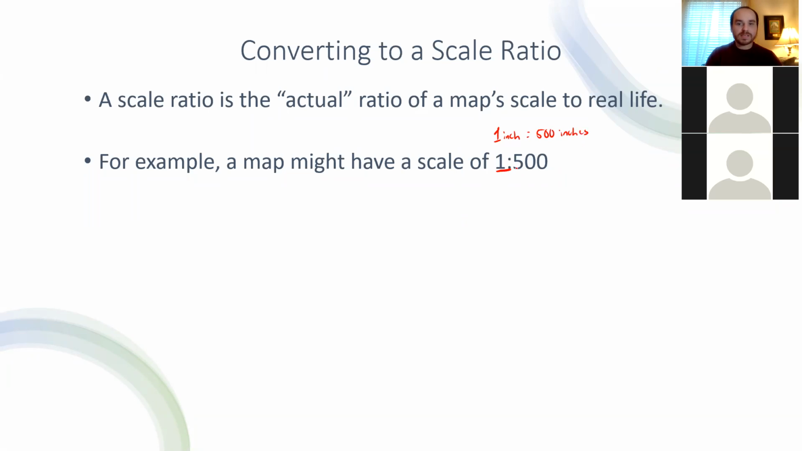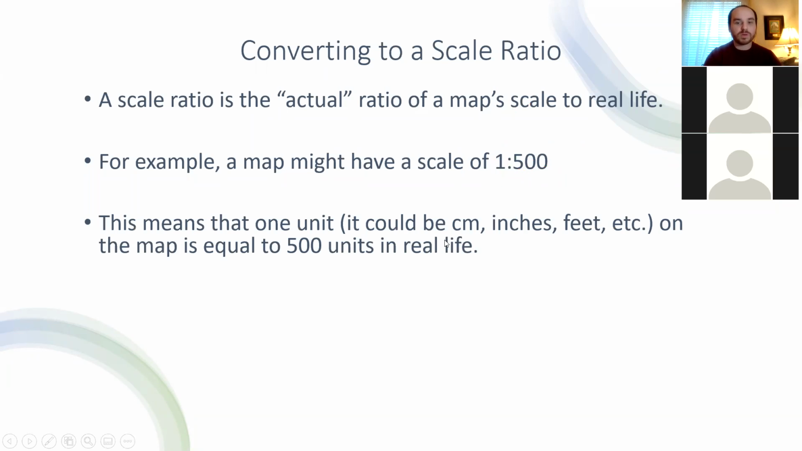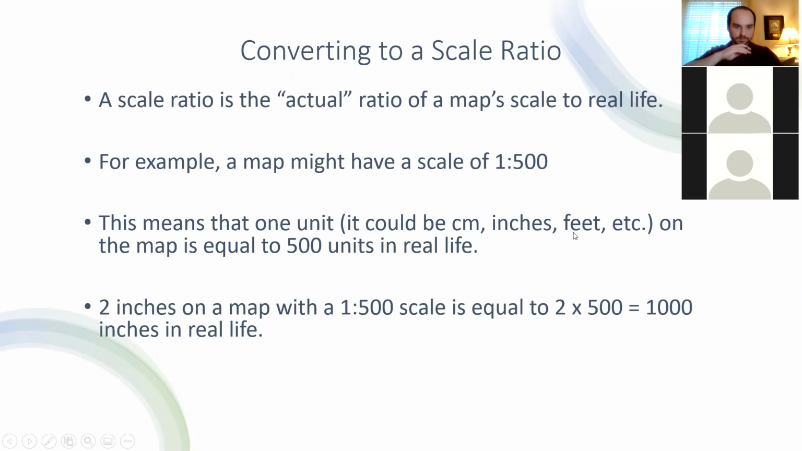The only time you can write a scale like this without any kind of units anywhere in it is if the units are the same. So it's something really important to keep in mind. So this means that the unit on the map is equal to 500 units in real life. 2 inches on a map with a 1 to 500 scale is equal to 2 times 500, or 1,000 inches in real life.